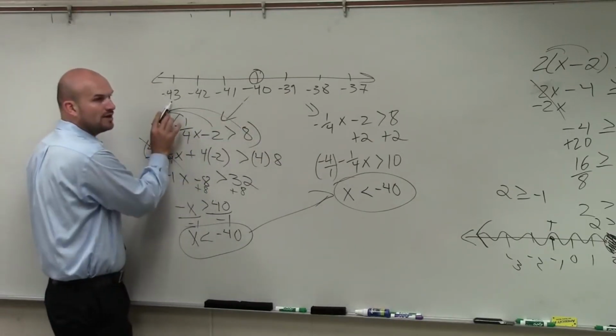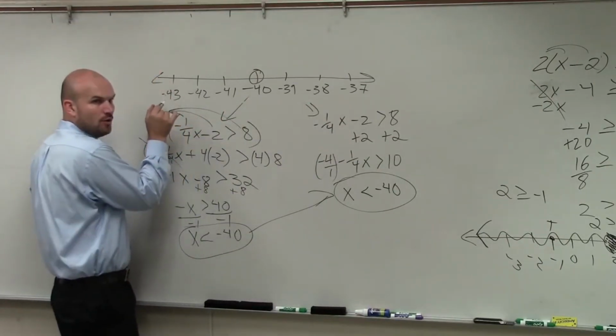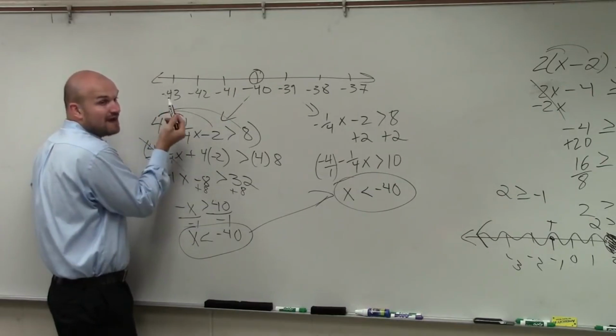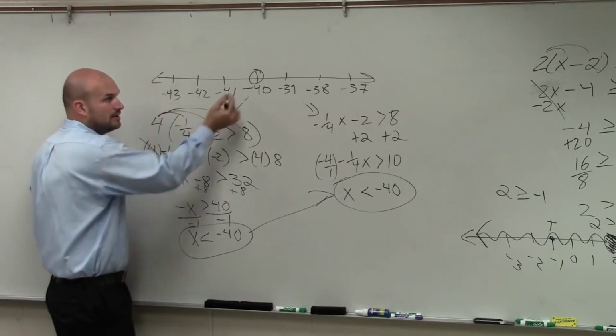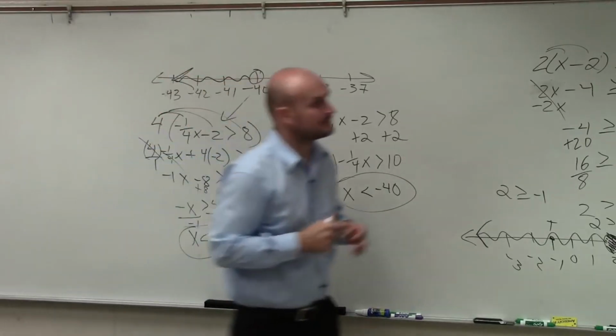Think about negative again as owing money. If you owe $43 compared to owing $37, do you owe less money the more negative it is? Do you have less money the more money you owe? Yeah. So it goes to the left.